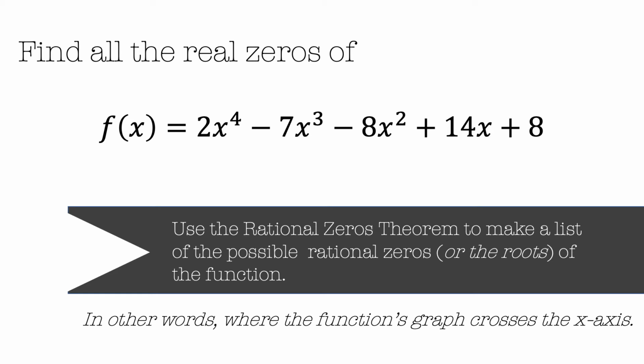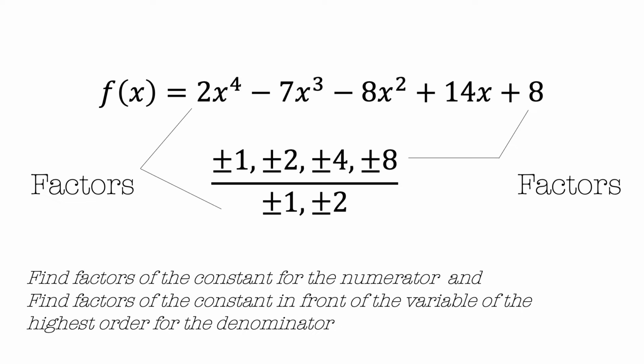We're going to use the rational zeros theorem to make a list of the possible rational zeros of the function. In other words, we're going to find where the function's graph crosses the x-axis. We are going to find possible factors by looking at the constant and putting its factors in the numerator, then putting factors of the constant in front of the highest order variable in the denominator.